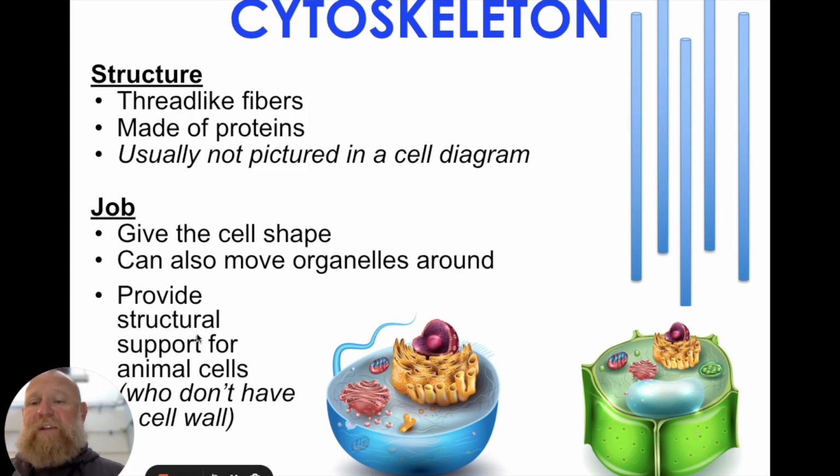So it provides structural support for animal cells that do not have a cell wall. Okay? Remember that, for animal cells that do not have a cell wall. And so we're looking at it, it's pointing at it right here, and then it's pointing at it in the plant cells. So we have the cytoskeleton.